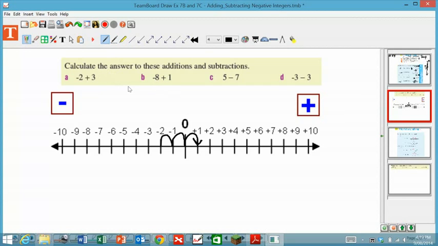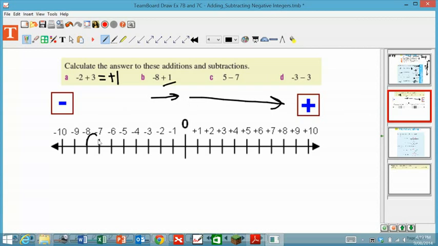Give me 1 sec, I just want to get rid of that drawing. Okay, so we end up with +1. Now we're at -8 and we add 1. So if we're adding a positive integer, we're always going to go towards the positive. Towards the positive all the time.